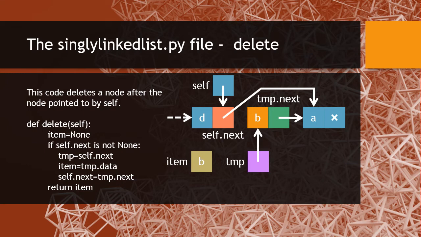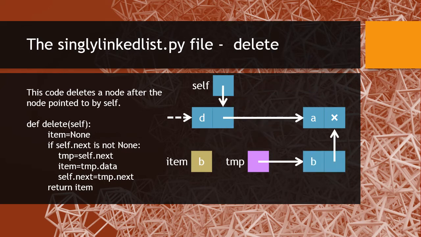Now see, tmp is a variable which exists within the delete function. So when the delete function falls out of scope, tmp will also perish. It will fall out of scope. Let me rearrange this picture. tmp is pointing to the node B, which is pointing to the node A.